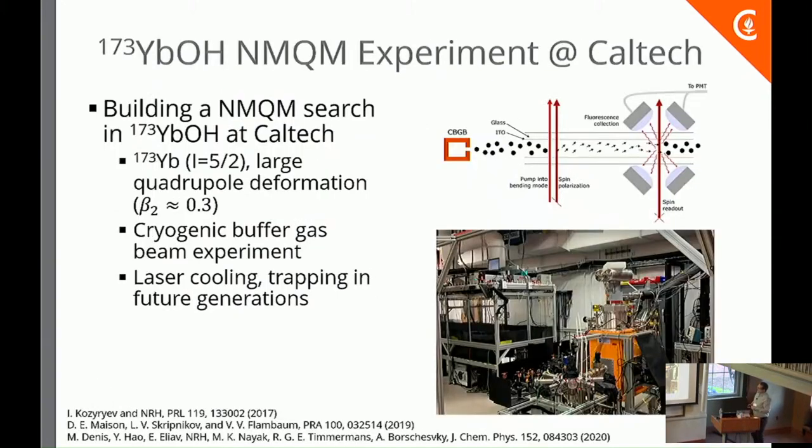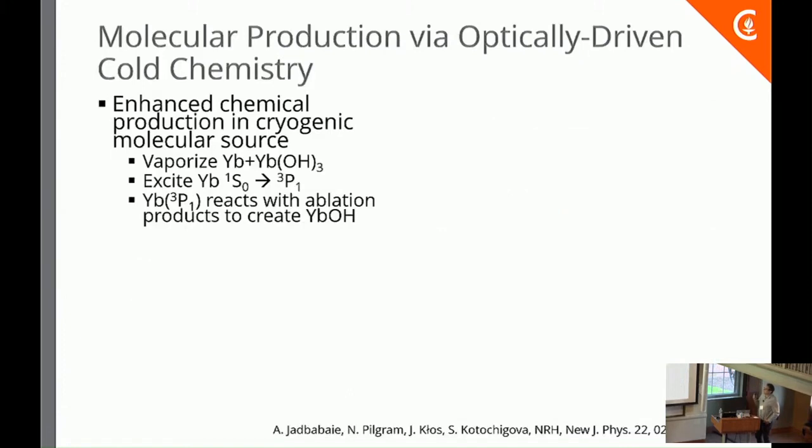So at Caltech, one of the things we're doing is building a nuclear magnetic quadrupole moment search using an odd isotope of ytterbium, which has a large quadrupole deformation. The first generation experiment will be a buffer gas beam experiment, so spin precession in a beam, but with the option of adding laser cooling and trapping in future generations, although this molecule, for a number of reasons, would be very challenging to laser cool. You could laser cool it, but we're not gonna do that right away.